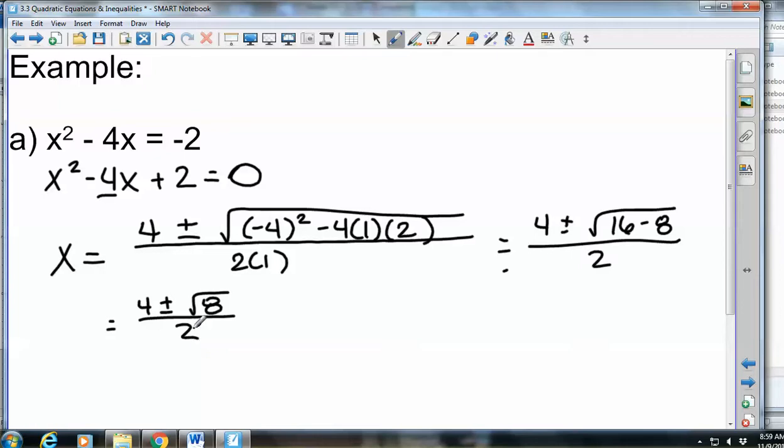Got to break down that 8. So we could think of that as a 4 and a 2. So square root of 4 is 2. That comes out.